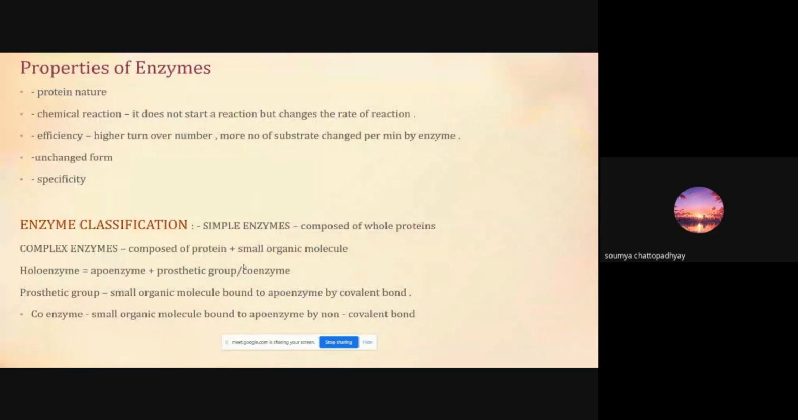So there can be two types of enzymes: simple enzymes and complex enzymes. Simple enzymes are totally composed of proteins, but a complex enzyme has both the proteinaceous part and a small organic molecule. It can be either a prosthetic group or a coenzyme. What's the difference? When the small organic molecule is bound to the proteinaceous part, the apoenzyme, by a covalent bond, it is the prosthetic group, and when it's bonded by a non-covalent bond, it's the coenzyme.